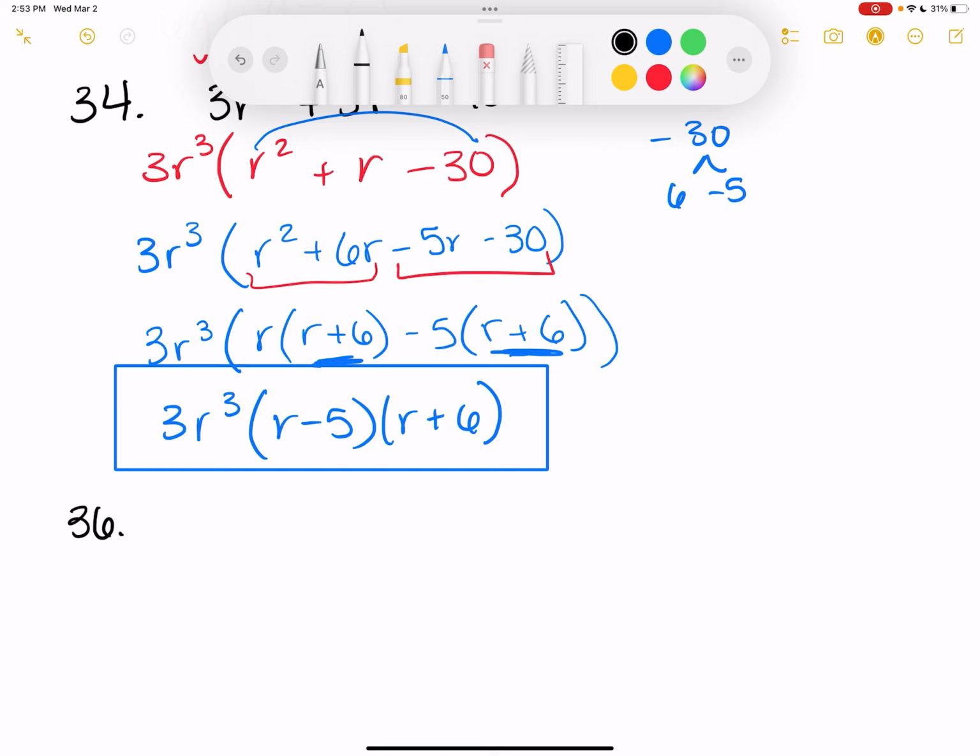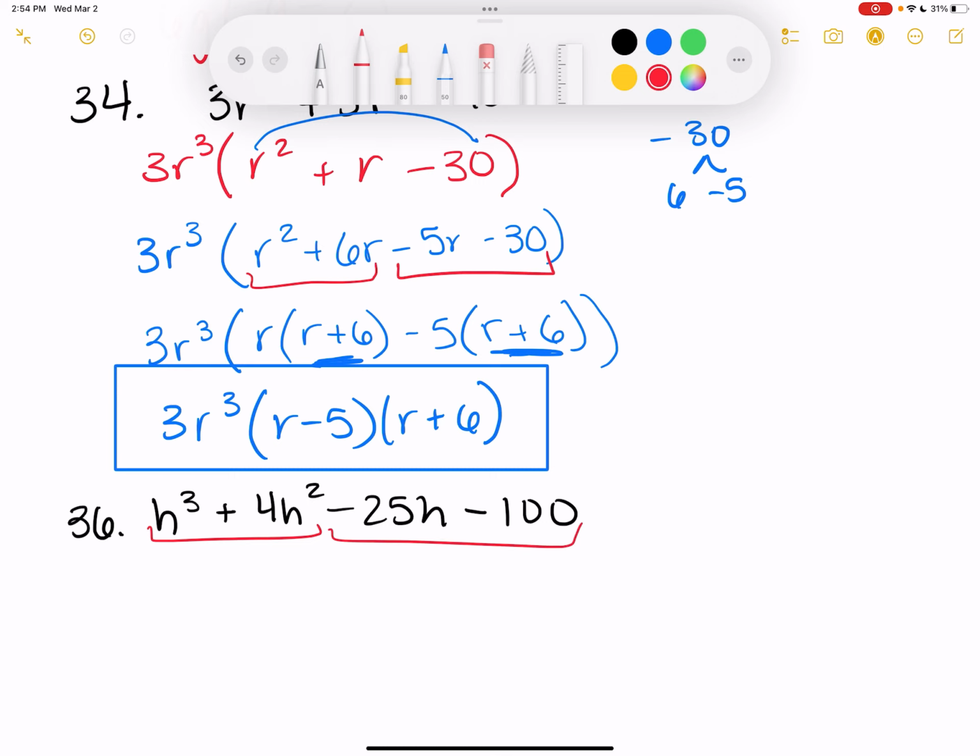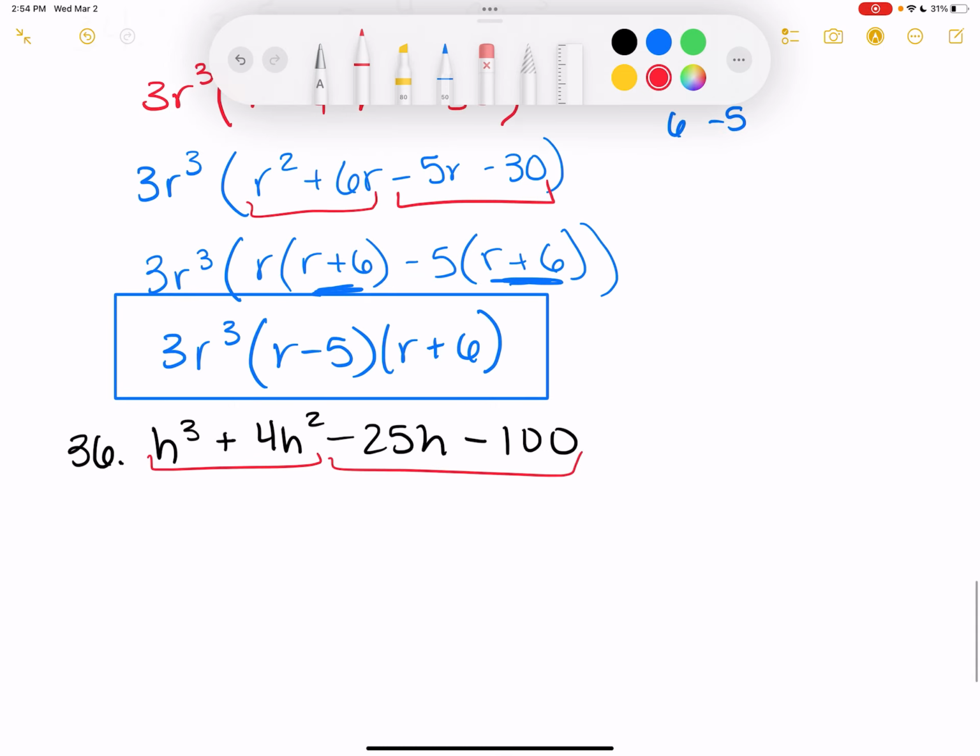Number 36: H cubed plus 4h squared minus 25h minus 100. H squared. I'm going to group. So what am I taking out of the first one? H squared. He was right. Leaves me with H plus 4. Thanks, Evan. How about this one? Negative 25.